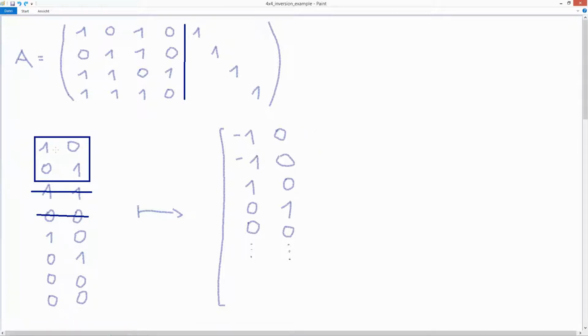So for the first entry, we have to ignore this row here and calculate 0 times 0 minus 1 times 1 is minus 1. For the second entry, we have to ignore this here and calculate 0 times 1 minus 1 times 0 is 0. And for the last entry here, we have to ignore this here and calculate 1 times 1 minus 0 times 0 is 1. And all the other entries here will be 0, as before.